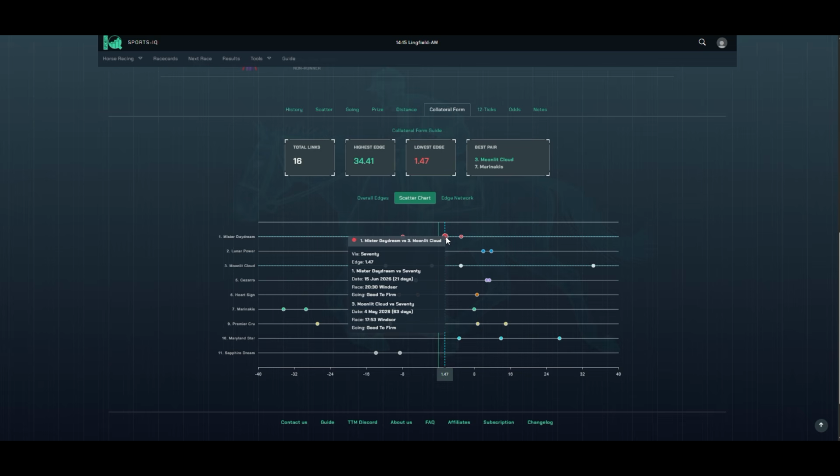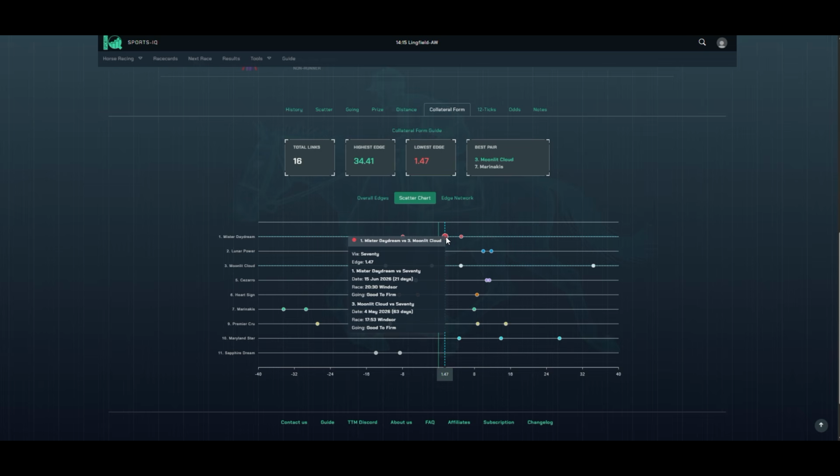Neither Mr. Daydream nor Moonlit Cloud ran against each other. Instead, Mr. Daydream ran against 70 on the 15th of June 2026 in the 8:30 at Windsor on good to firm ground, 21 days ago relative to today's race. Moonlit Cloud ran against 70 on the 4th of May 2026 in the 17:53 at Windsor on good to firm ground, 63 days ago relative to today's race.